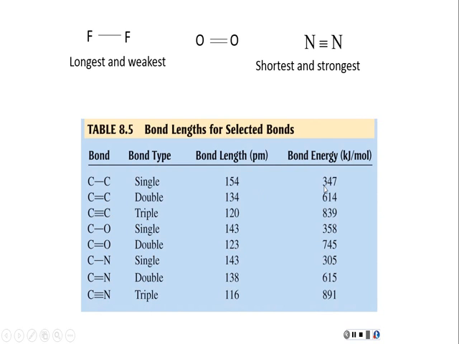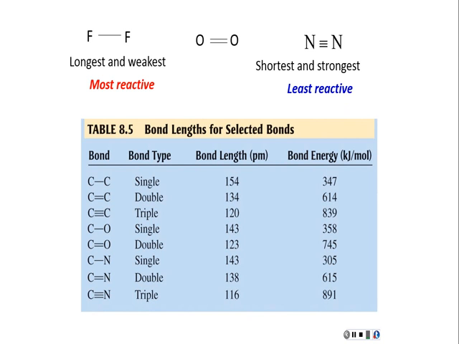So if you compare the first 3 bonds, you notice how the energy increases and the length decreases. Also notice that the amount of energy doesn't double from a single to a double. Doubling would make it almost 700, and this is a little bit less than that. So we might have a double bond, but the 2 bonds aren't really equal. It's more like 1.5 or 1 3/4 of a bond.